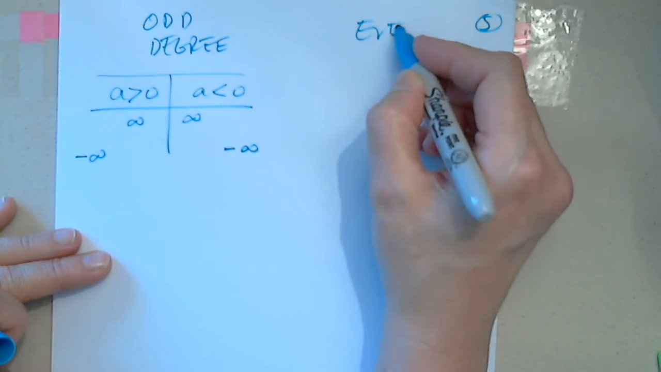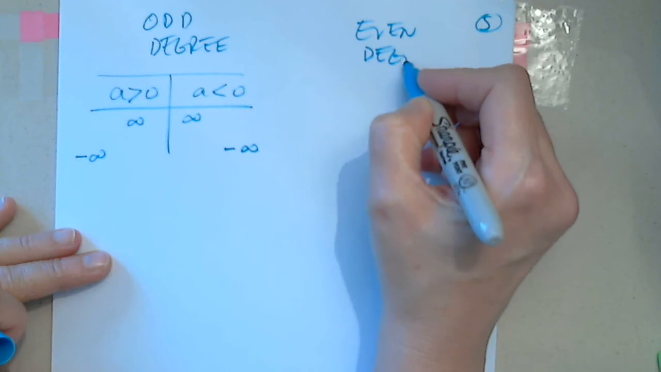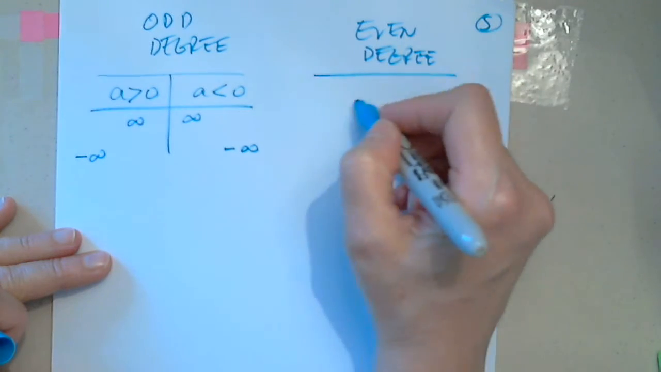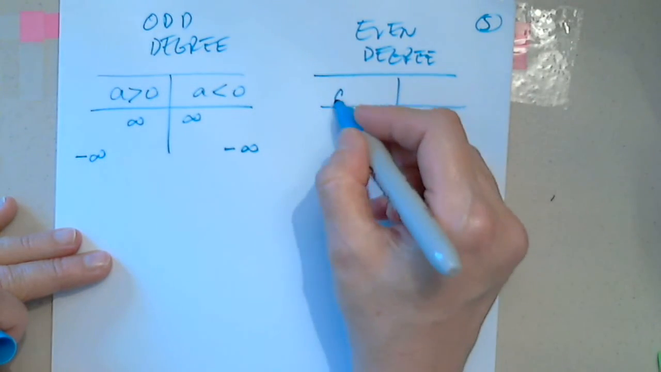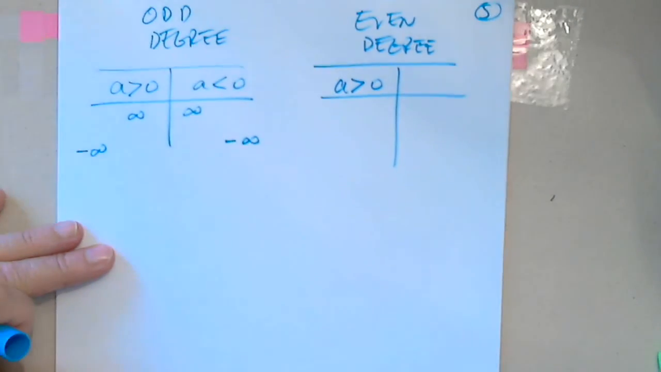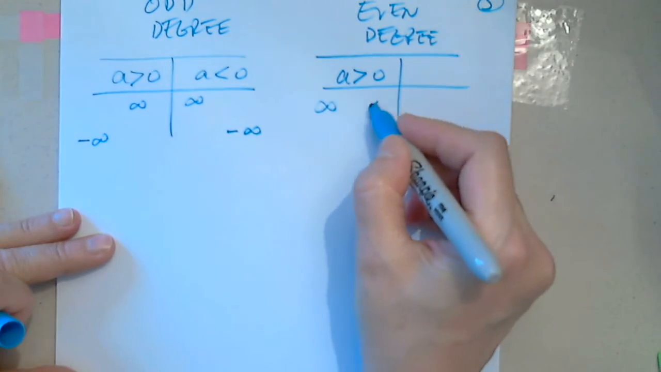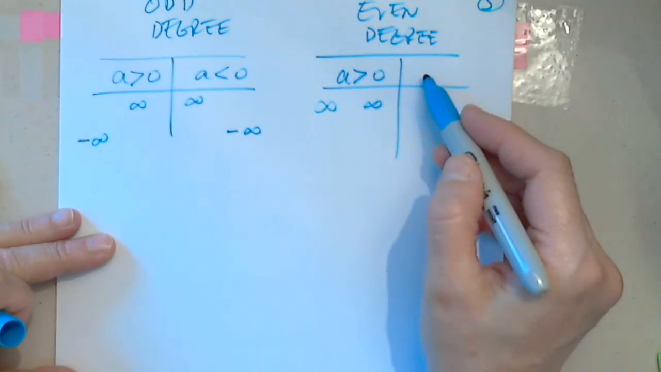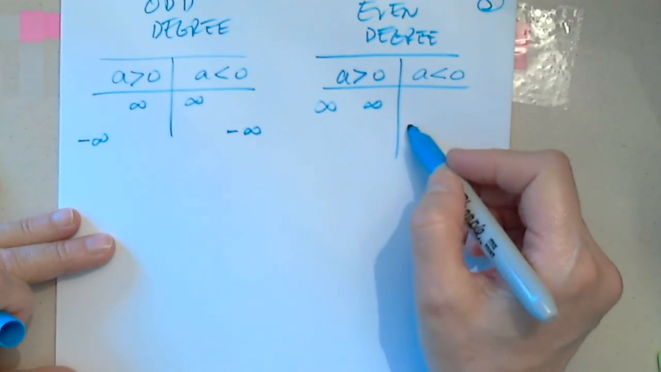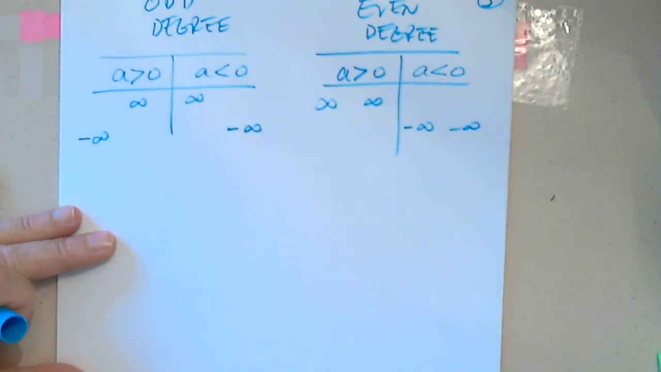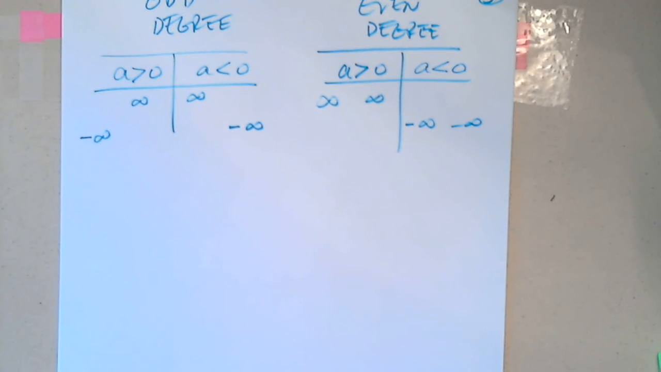For an even degree, if the leading coefficient is positive, infinity to infinity. For the leading coefficient which is negative, from negative infinity back to negative infinity. We know multiplicities and what they mean.